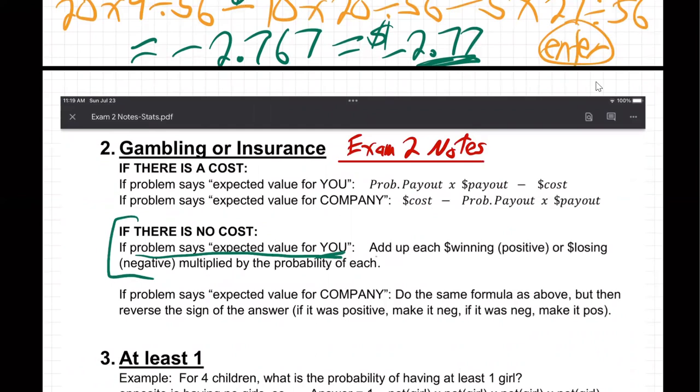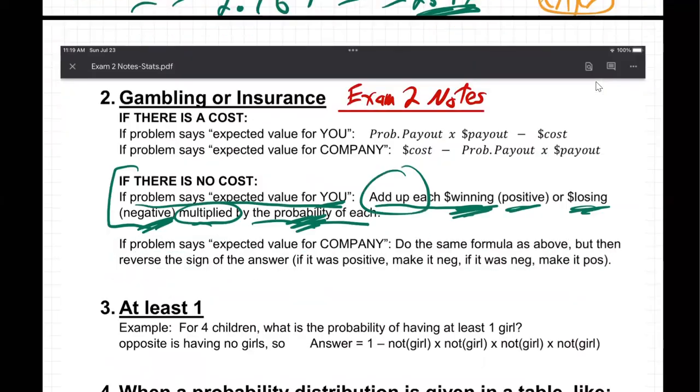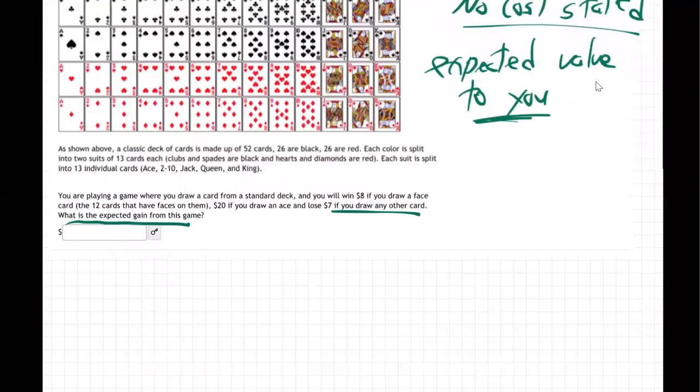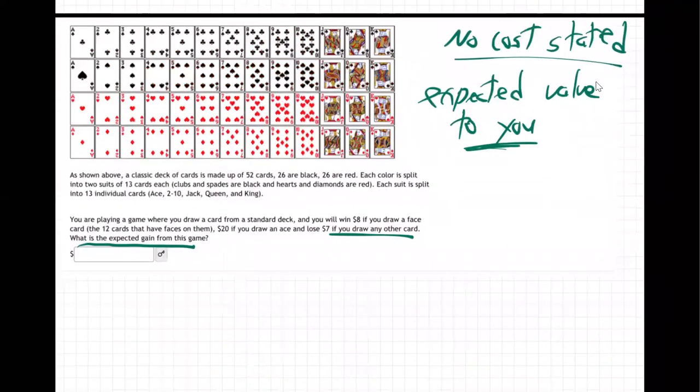So what are we supposed to do? Add up each dollar winning, positive, or losing, negative, multiplied by the probability of each. So we have to find each dollar amount, positive or negative, multiply it by the probability, and then add those up. Okay, so let's list out the different things that can happen. So the dollars possible. What can actually happen when we play this game?